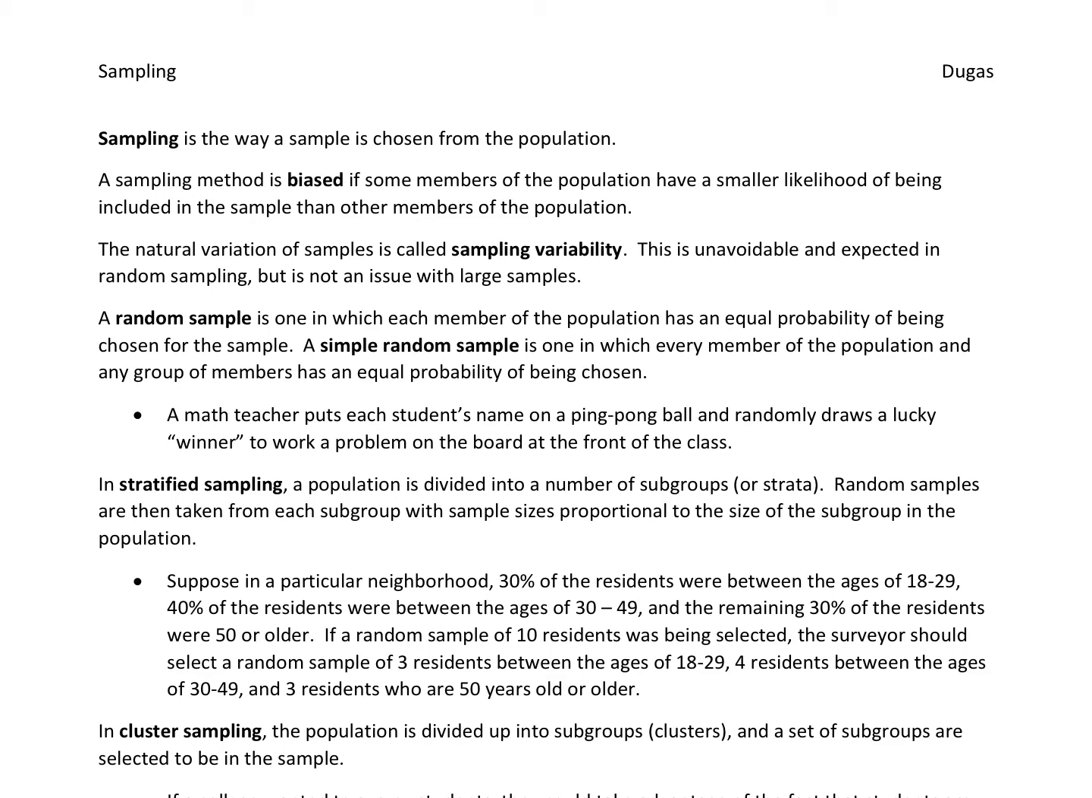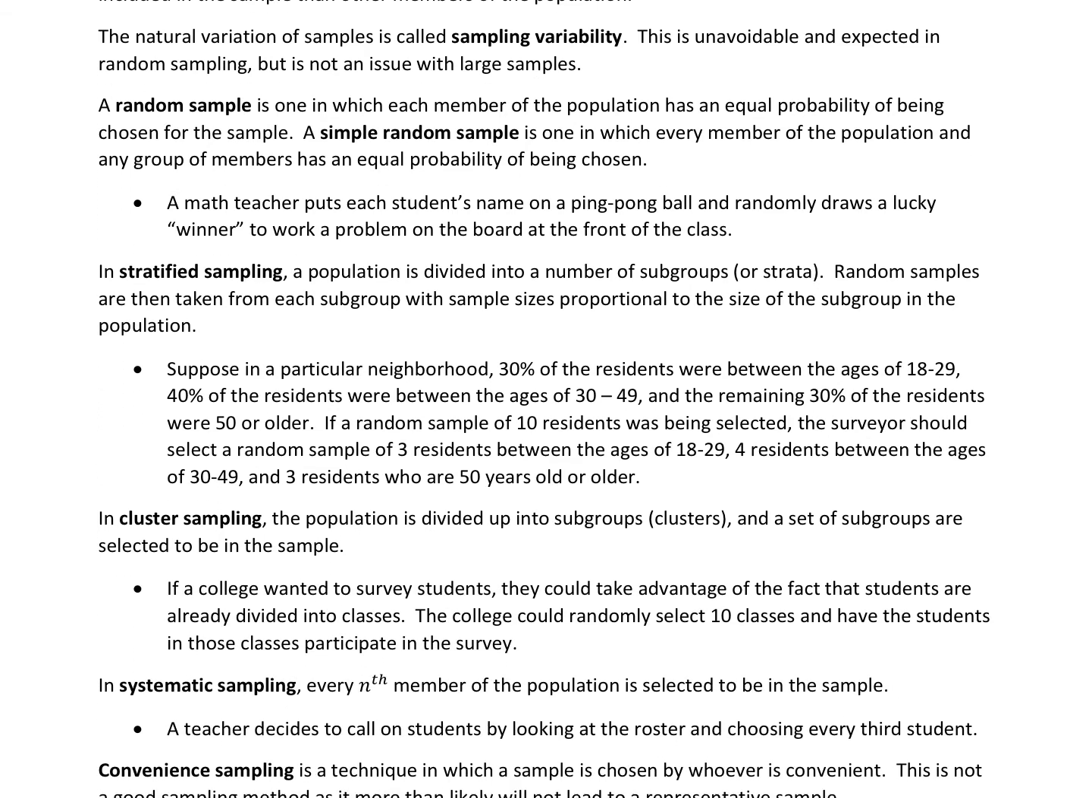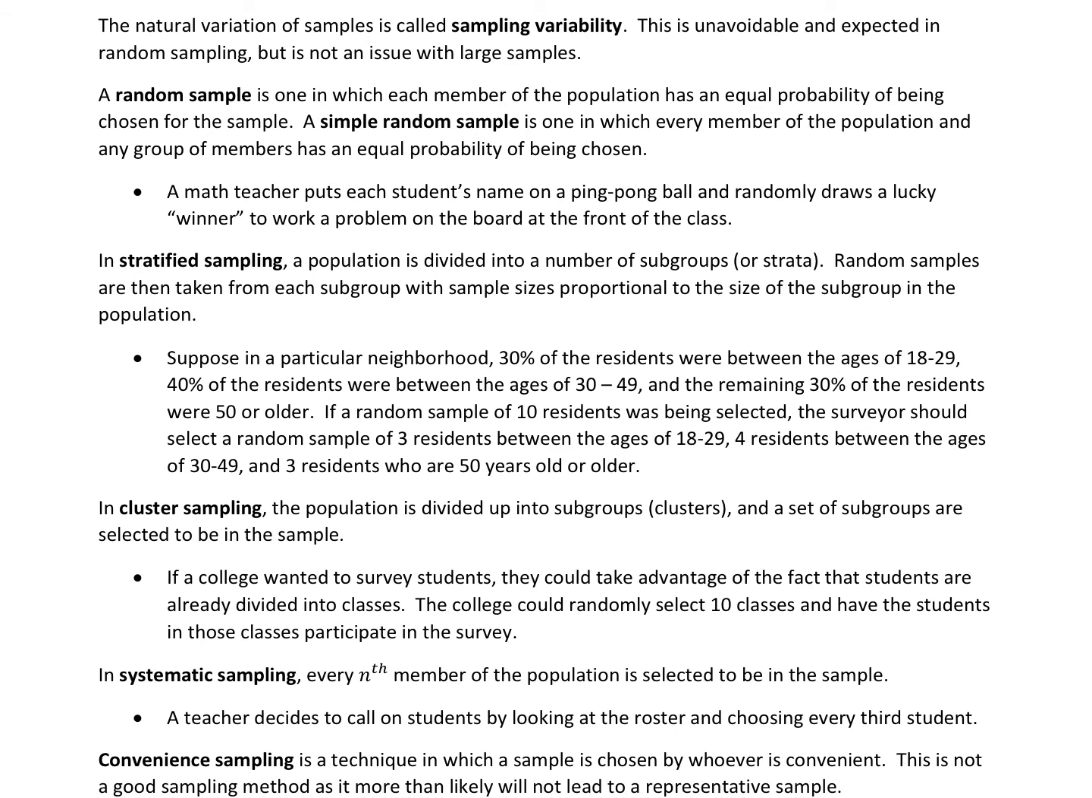Now we're going to cover different ways to collect a sample. The first way is a random sample. This is one in which each member of the population has an equal probability of being chosen for the sample. A simple random sample is one in which every member of the population and any group of members has an equal probability of being chosen. An example could be a math teacher puts each student's name on a ping pong ball and randomly draws a lucky winner to work a problem on the board at the front of the class. That would be a simple random sample.